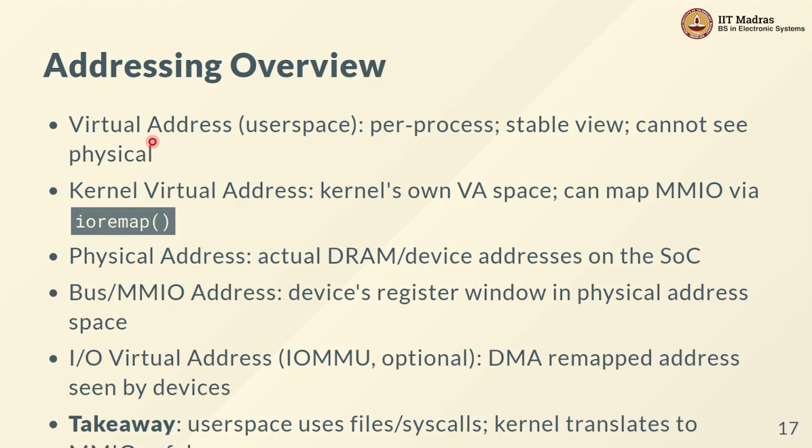Okay. All right. So just to recap this notion of addressing, right? We have virtual addresses which are in user space. They are per process, but they cannot see physical addresses. The kernel virtual address is the kernel's own virtual address space, right? The kernel also uses virtual addresses rather than physical addresses. The primary reason why is that at some point, even the functions that the kernel is using need to be mapped into certain locations in memory. And different libraries used by the OS might end up in different portions of the physical memory of the system.